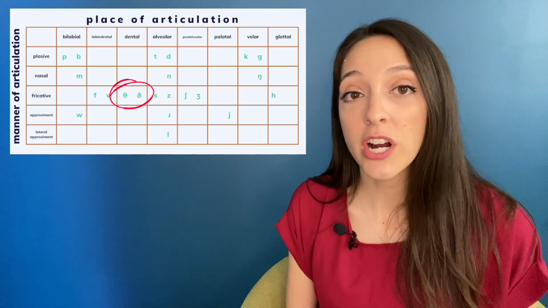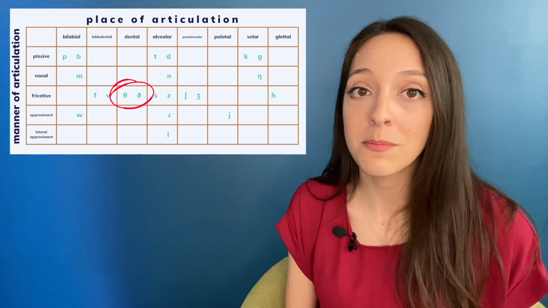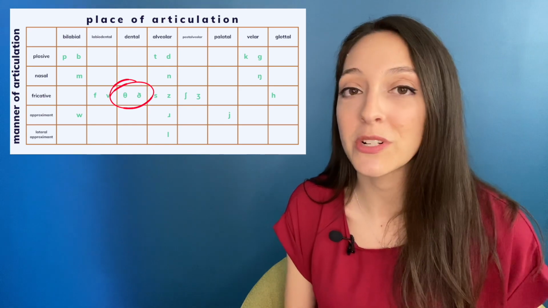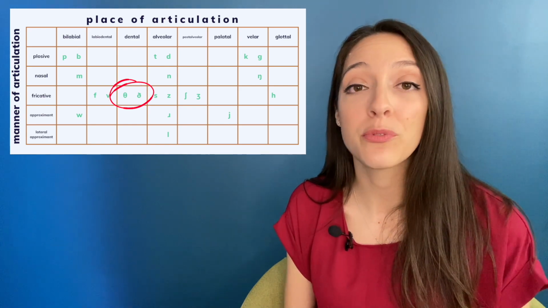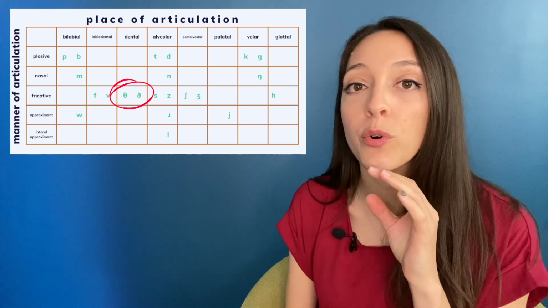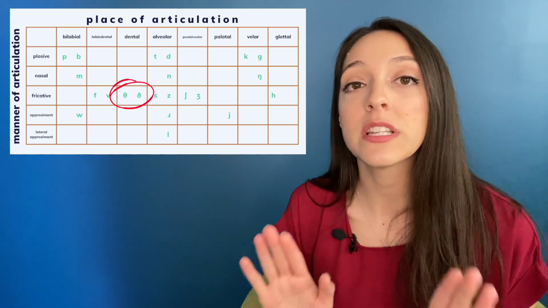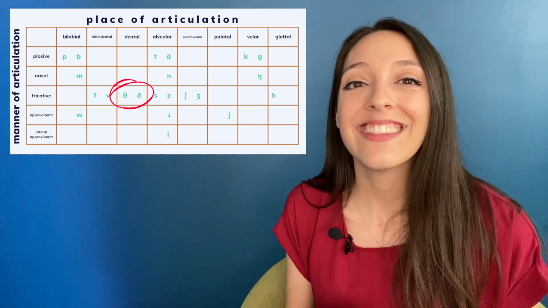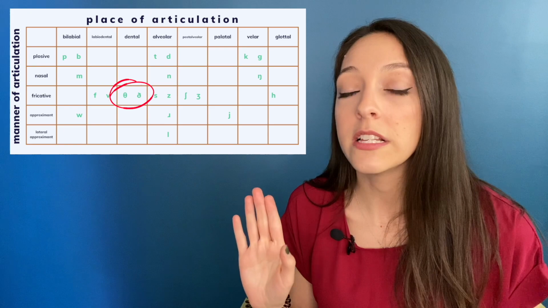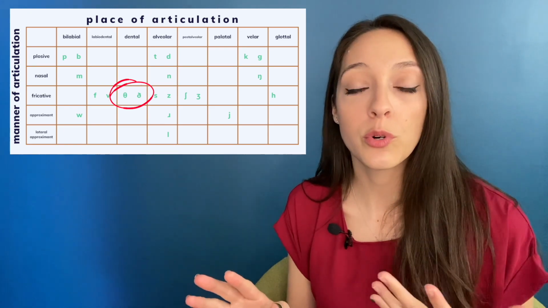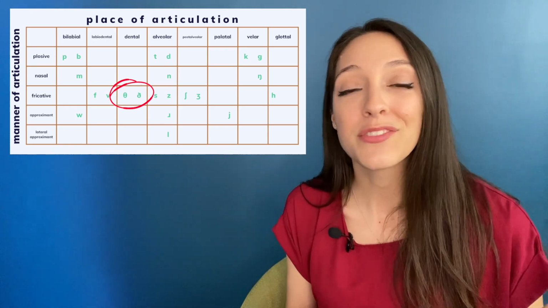As you can see from the chart, these are dental sounds, meaning that your tongue is touching your upper teeth. It's a fricative, meaning that you're restricting airflow or forcing air to flow through a narrow area. And as with vowels, if there are two symbols in the same box, like these two, they're the same sound, but the right one is voiced, meaning your vocal cord should be vibrating, and the left one is not.